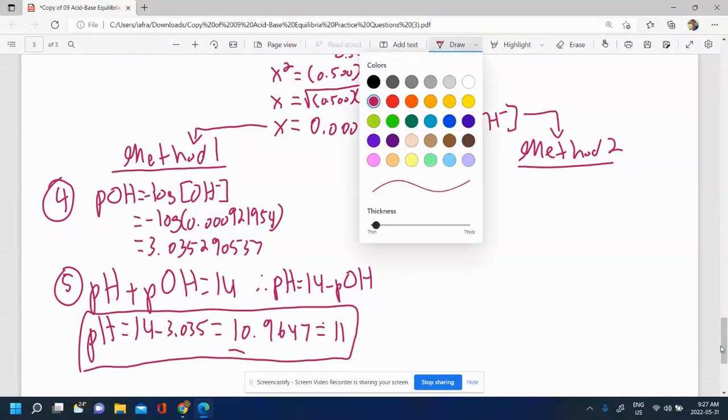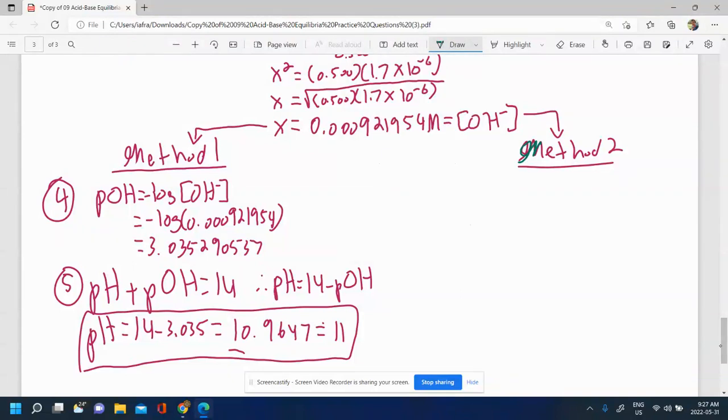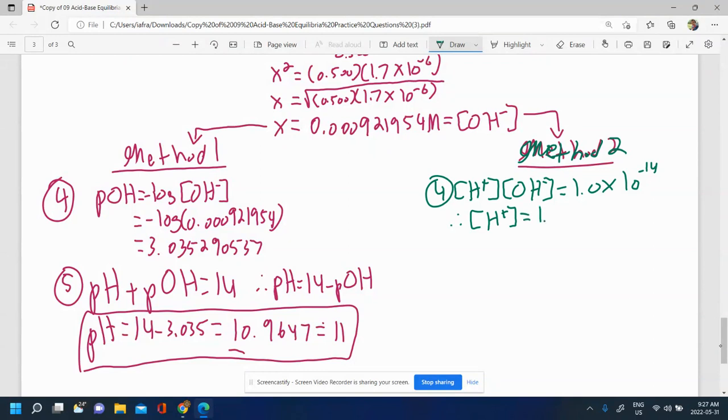Another way you could have done it is remembering a relationship that we mentioned earlier. So let's call this method 2. Remember that the concentration of H3O plus, or H plus, I'm just going to shorten it there, times the concentration of OH minus is 1.0 times 10 to the power of negative 14. Therefore, if you want to rearrange this, you can get the concentration of H plus is equal to 1.0 times 10 to the power of negative 14 over the concentration of OH minus.